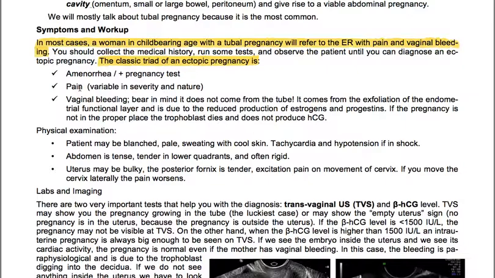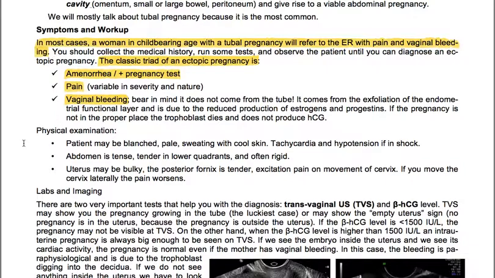Bear in mind that the bleeding does not come from the tube, it comes from the exfoliation of the endometrial functional layer, and is due to the reduced production of estrogens and progestins. The pregnancy is not in the proper place, the trophoblast dies and does not produce HCG.